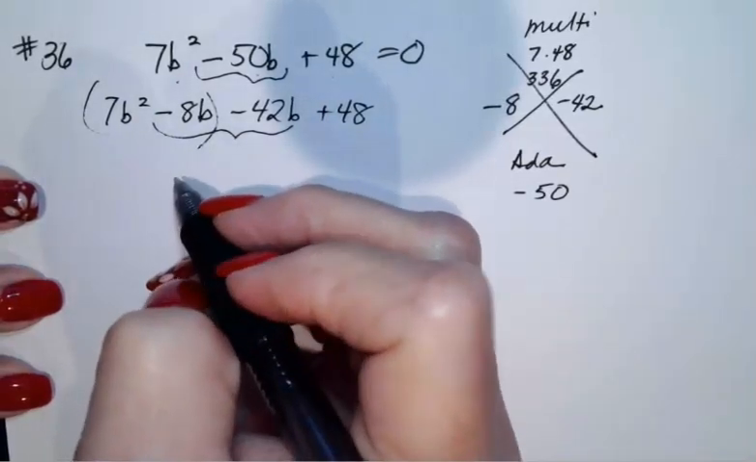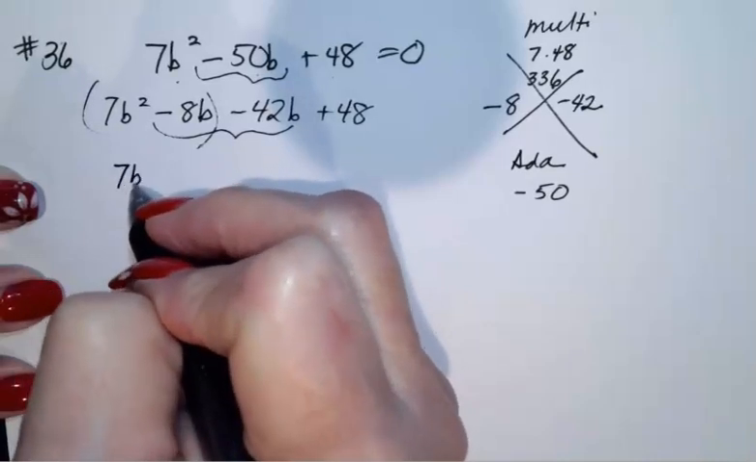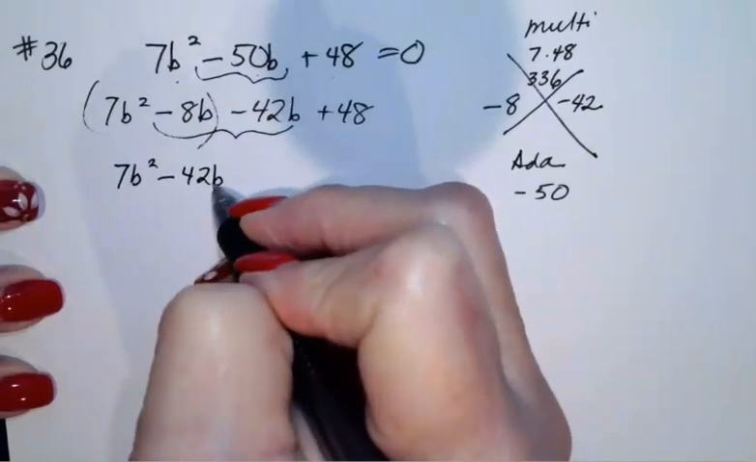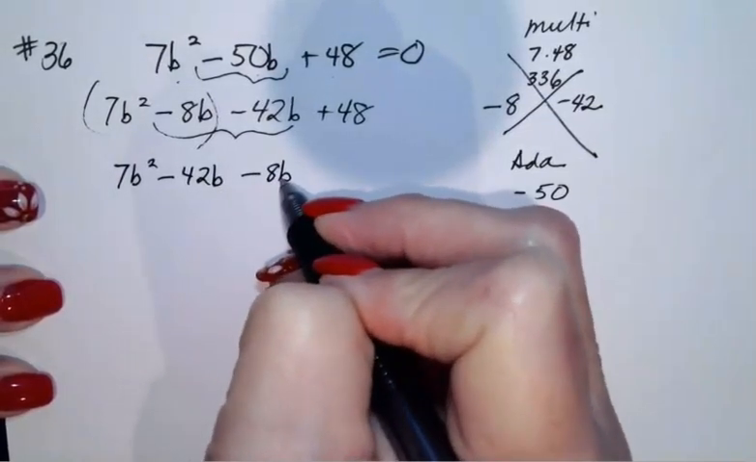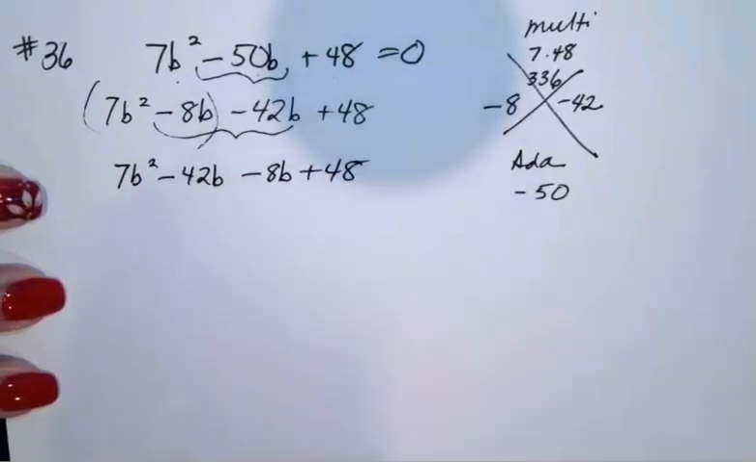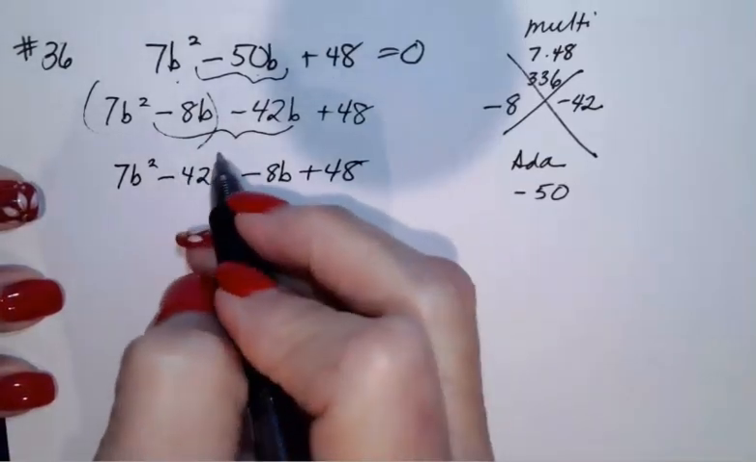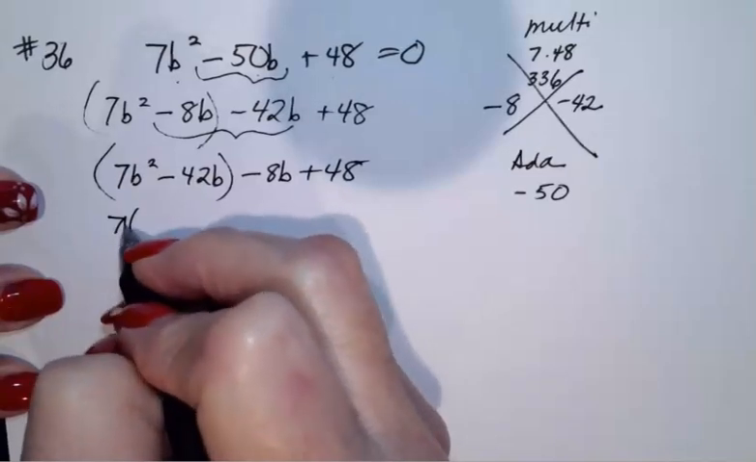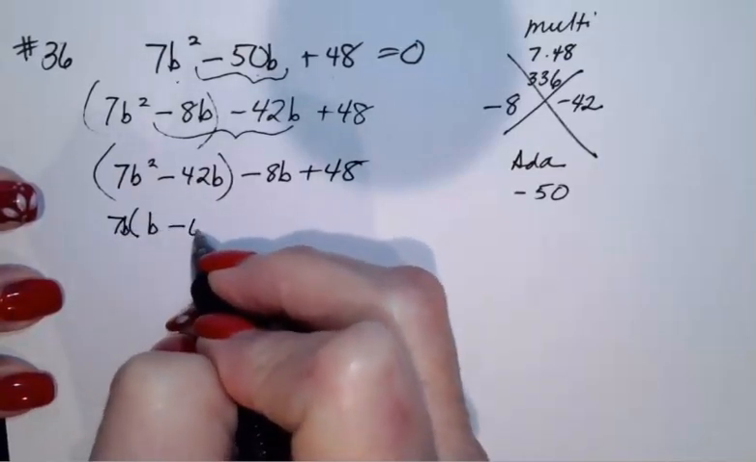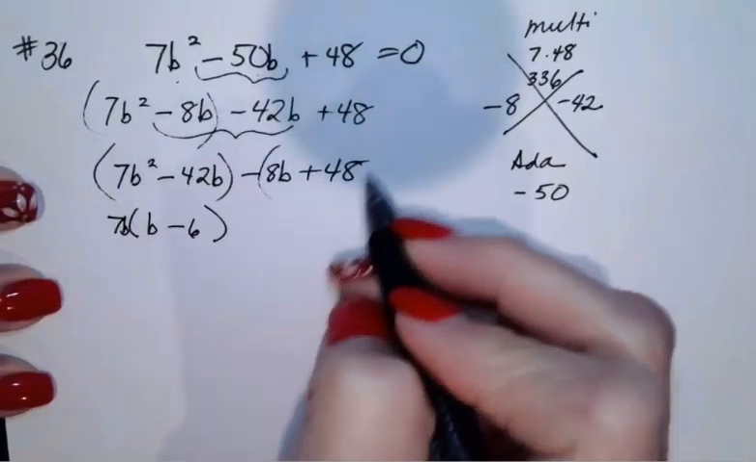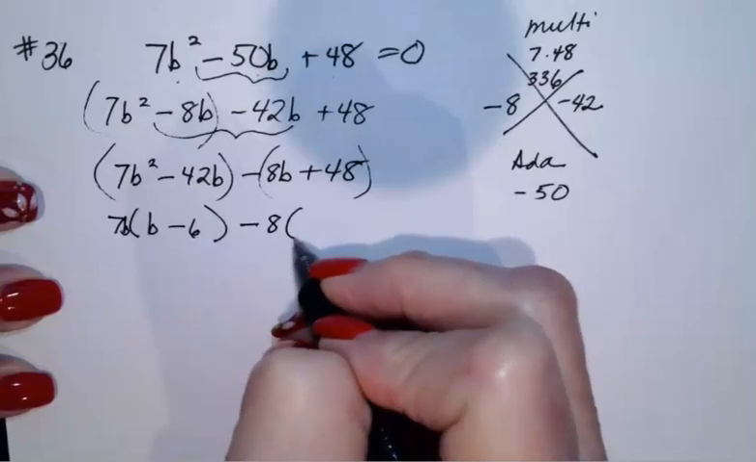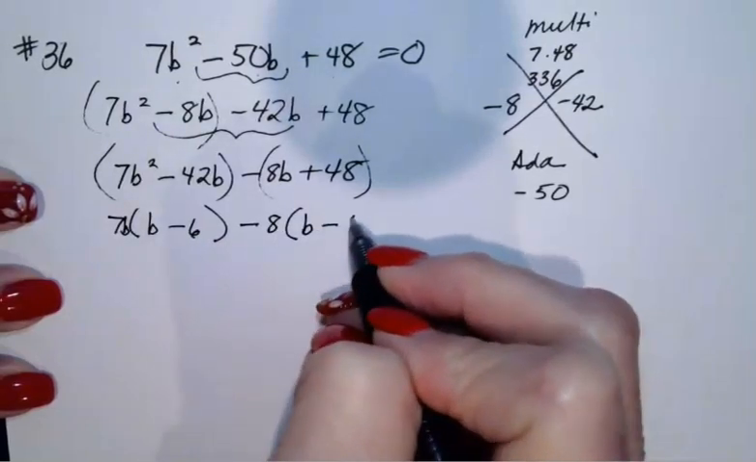So I'm going to switch them a little bit. 7b squared minus 42b minus 8b plus 48. All right, let's look at this first one. I'm going to take 7 out and b out, and I'm going to have b minus 6. Over here, I'm going to take a negative 8 out, which is b minus 6.